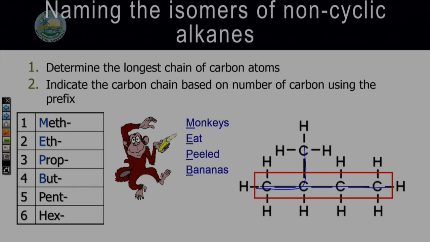So how can you remember? You can use this slogan. Monkeys eat peeled bananas. So monkey, which is for meth, eat, which is for eth, peeled, which is for prop, bananas, which is for but. And of course, that's 1, 2, 3, 4. And that is going to help you to remember them in the order that they are. Okay? So the longest chain in this case is going to be 4. So we are going to call this longest chain butane, because we have 4 carbons. So that's the longest chain.